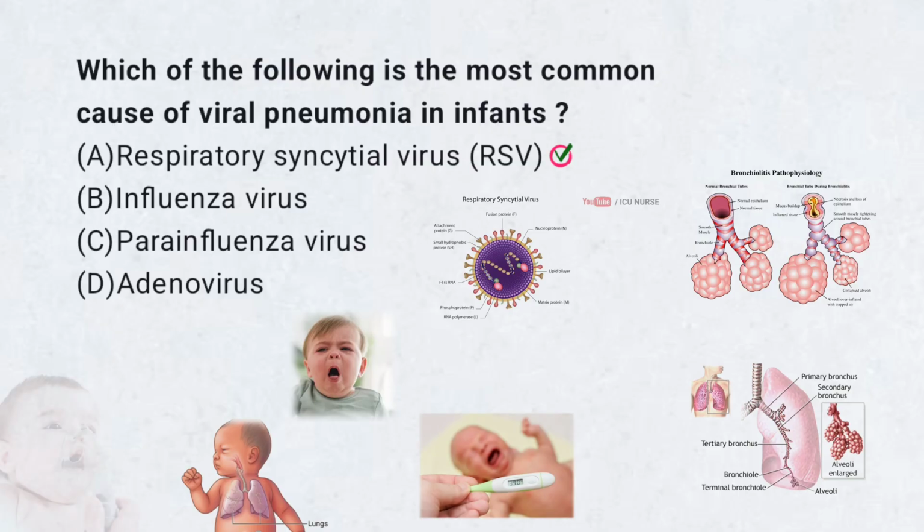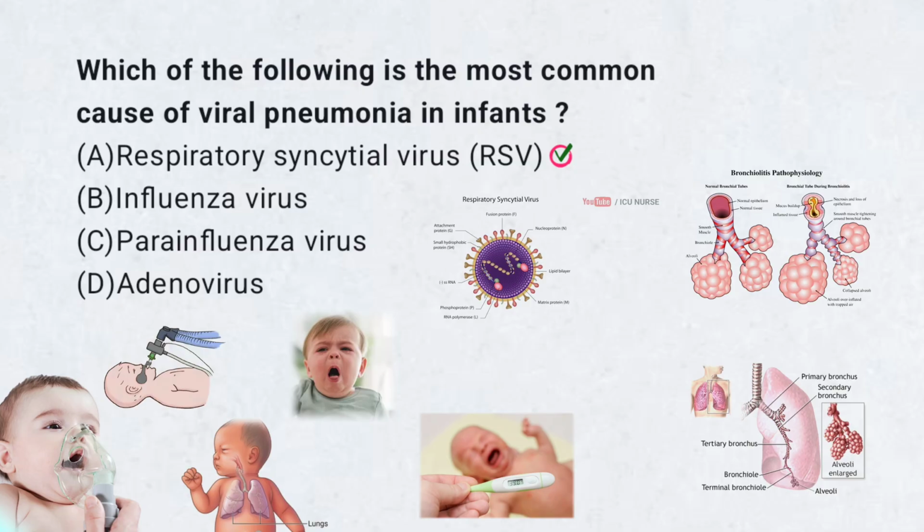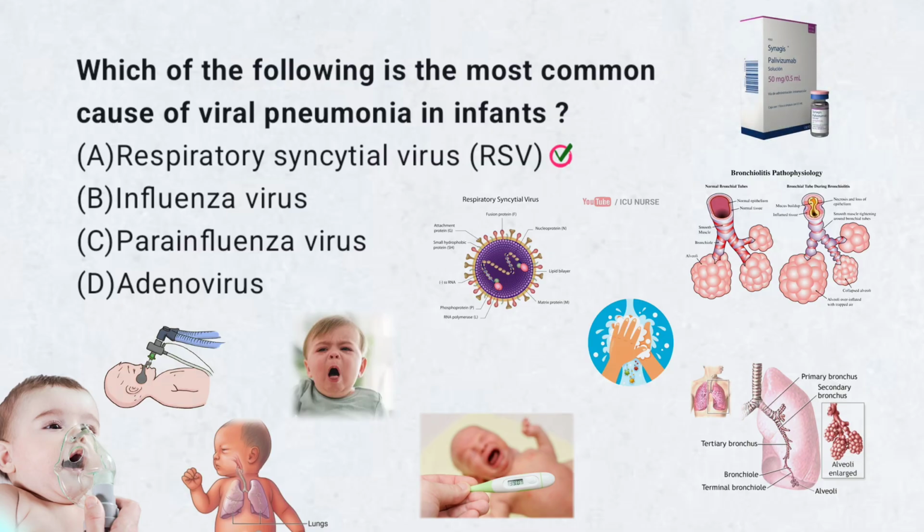In severe cases, infants may require hospitalization for oxygen support and mechanical ventilation. RSV is highly contagious and spreads through respiratory droplets. While most cases are mild, premature infants or those with underlying conditions are at higher risk for severe disease. Preventive measures include good hand hygiene and, in some cases, administration of palivizumab, a monoclonal antibody for high-risk infants.